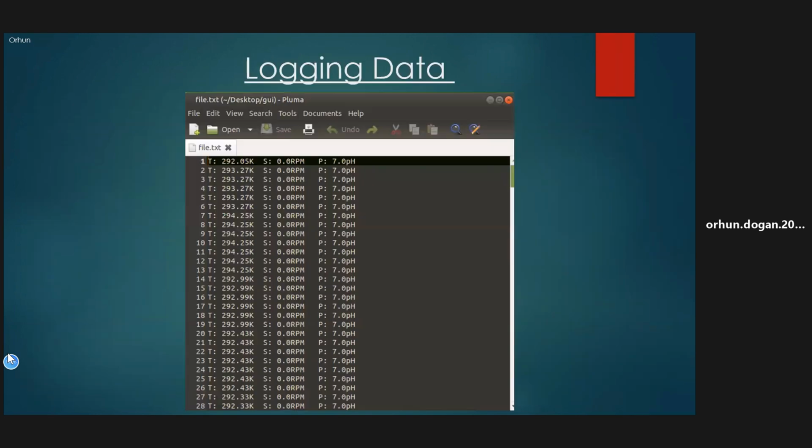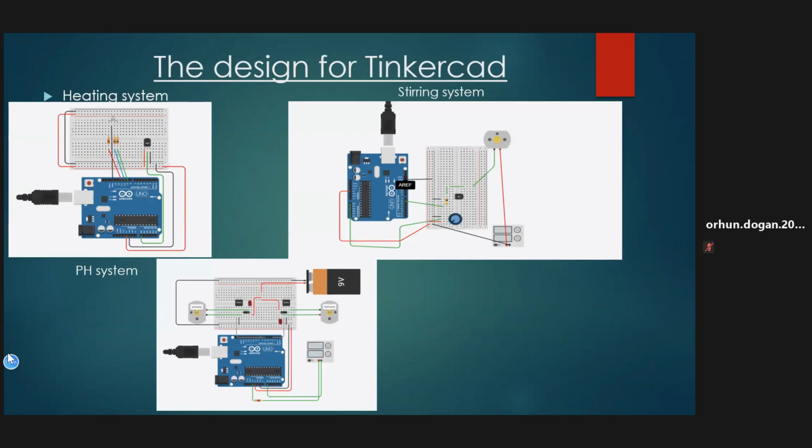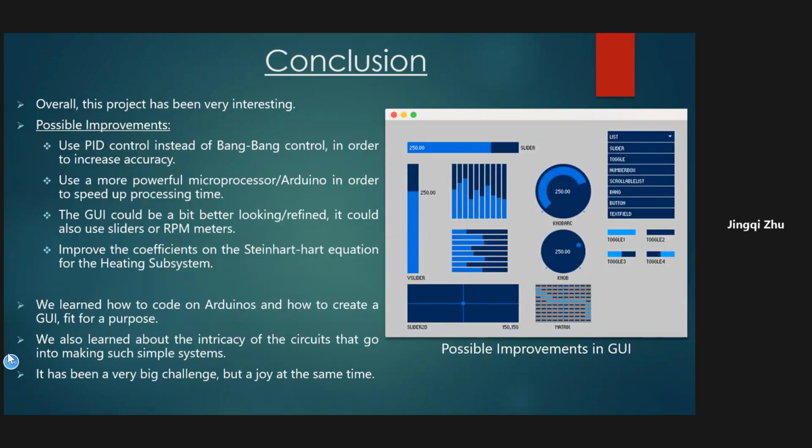Next. As you can see from the screenshot, the bioreactor system also logs each data that it collects on a text file. This allows users to look at the measurements after using the system. Next. And here is our design for the Tinkercad of each single subsystem, a heating system, the stirring system, and the pH system. And finally, here's some conclusion.